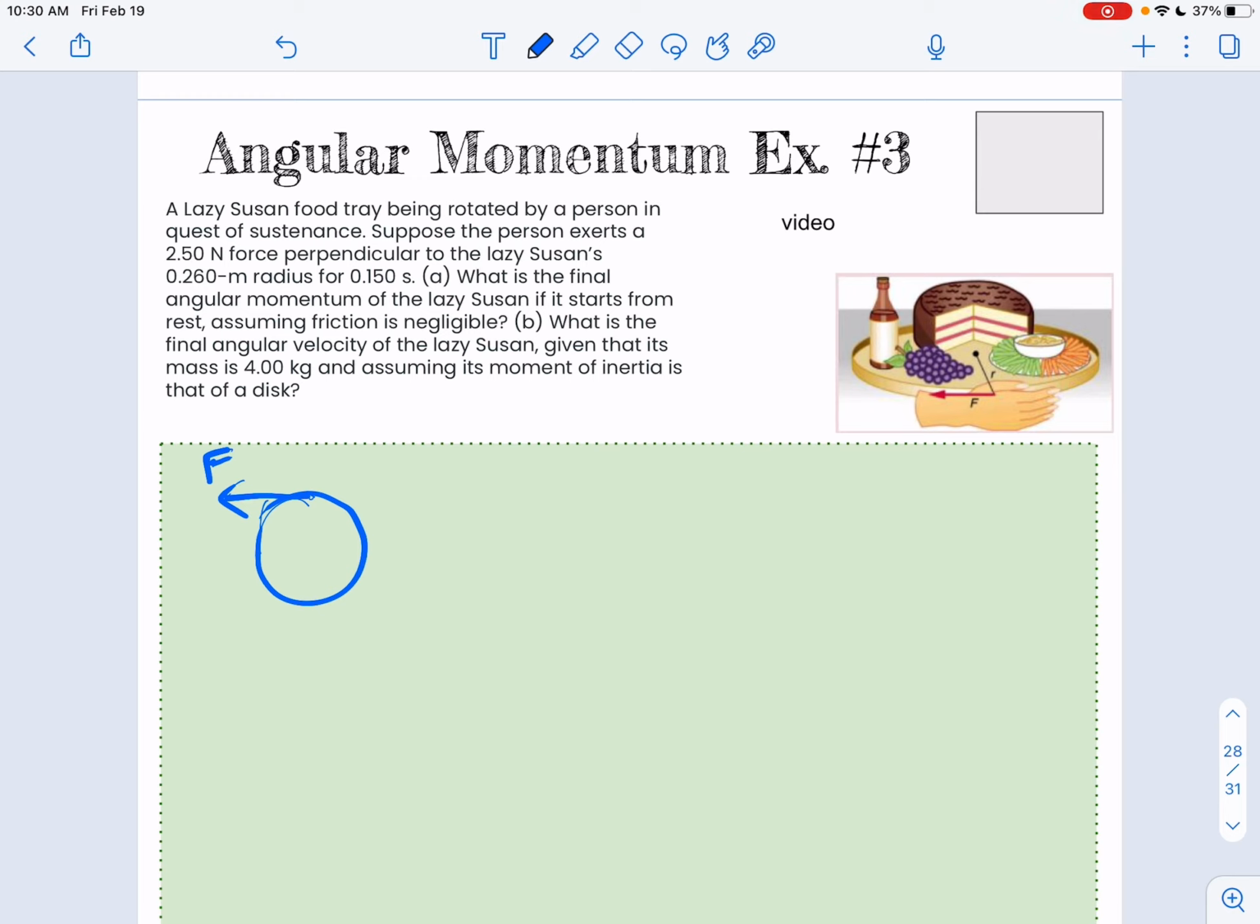If I think in terms of regular linear stuff, the impulse is the change of momentum, or force times time would be the change of momentum. If I want to make that angular, it's going to be torque times time equals the angular change. So I'm just putting everything into angular, which basically means I'm multiplying by the radius. Torque is force times radius times time, and this would be L final minus L initial. But they say that's 0.